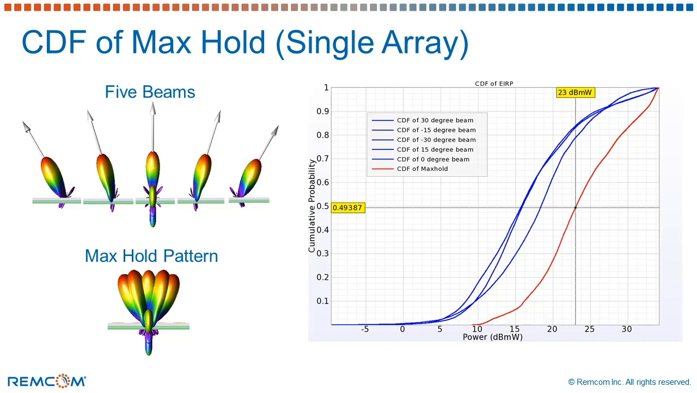However, since all of them are pointing at different directions, taking max hold of the same will include the effect of all the 5 patterns, and a CDF of such a pattern is shown in a red line on the graph here. And as you can see, to better understand this, if we have 23 dBm of power input on an antenna, this would roughly provide positive gain for around 51% of the angles, and this is how we can evaluate the array performance.